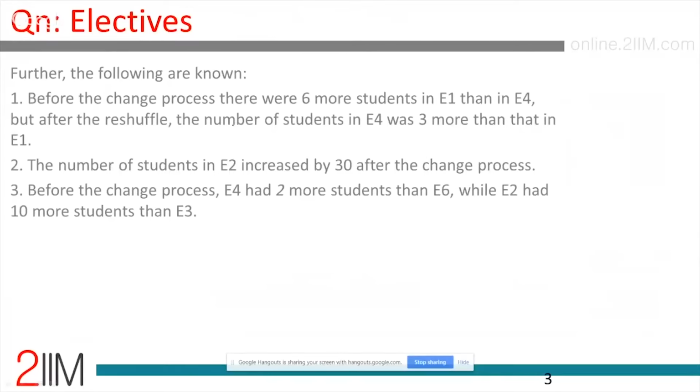Further, the following are known. Before the change process, there were 6 more students in E1 than in E4. But after the reshuffle, the number of students in E4 was 3 more than that in E1. The number of students in E2 increased by 30 after the change process. E2 became an in-demand course. From E7, people are probably jumping to E2, or from everywhere they were jumping to E2. Before the change process, E4 had 2 more students than E6, while E2 had 10 more students than E3.